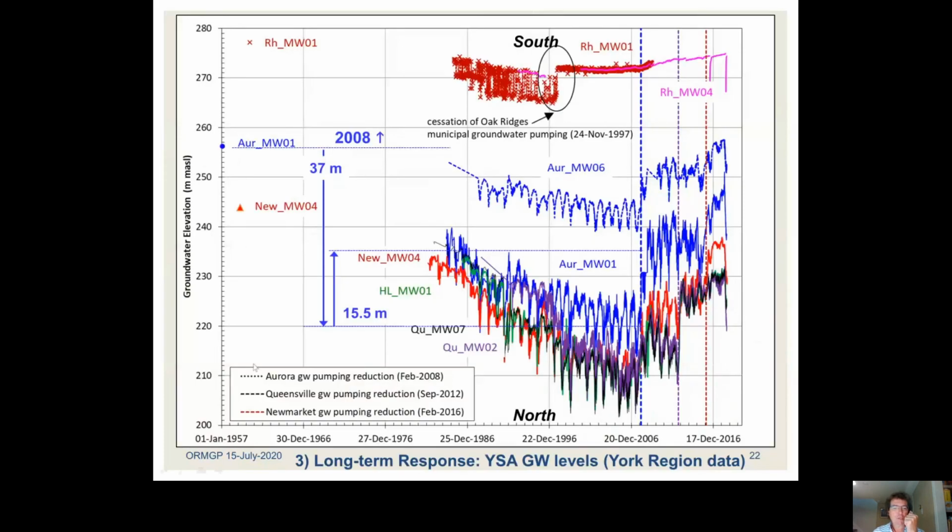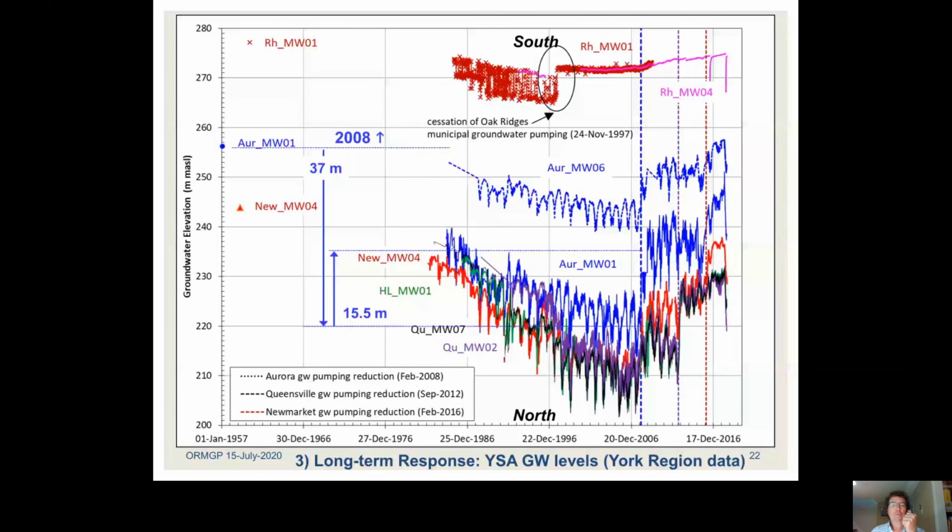Over time, and I'm looking at 1950s through to the present here, we've got groundwater levels that have responded to different pumping scenarios. And then I've marked, we're looking at major changes in pumping. So in '08, there was a major change in Aurora, and we seem to see a response running up a line, moving north through Newmarket, Holland Landing, and Queensville, which suggests to us that we may have some kind of a channel aquifer going on in that area.